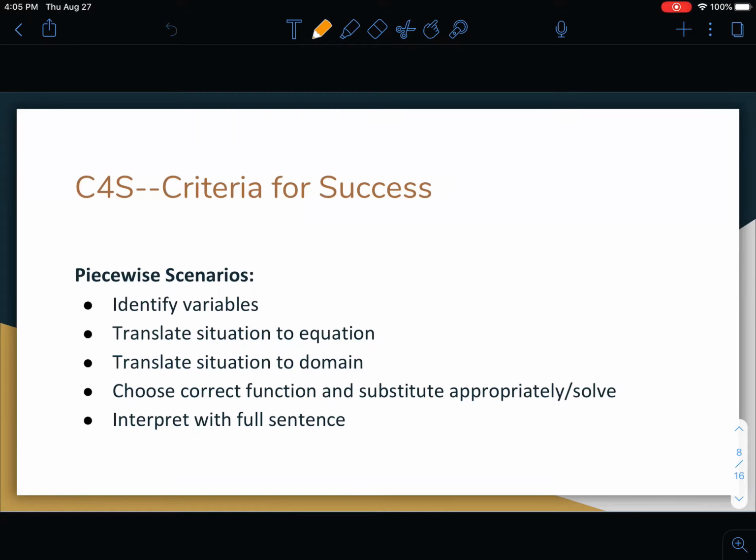Your criteria for success for these scenarios is you're going to first identify the variables. You're going to translate the situation to an equation. You're going to also translate the situation to the restricted domains. You will choose the correct function and substitute appropriately to solve. And then when you interpret, you will use a complete sentence.